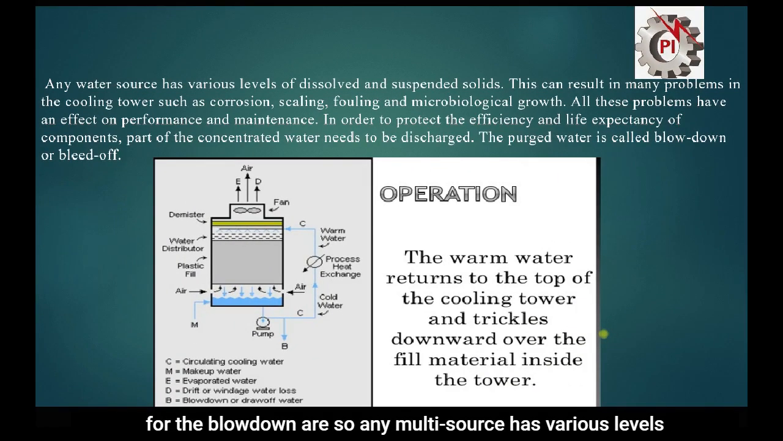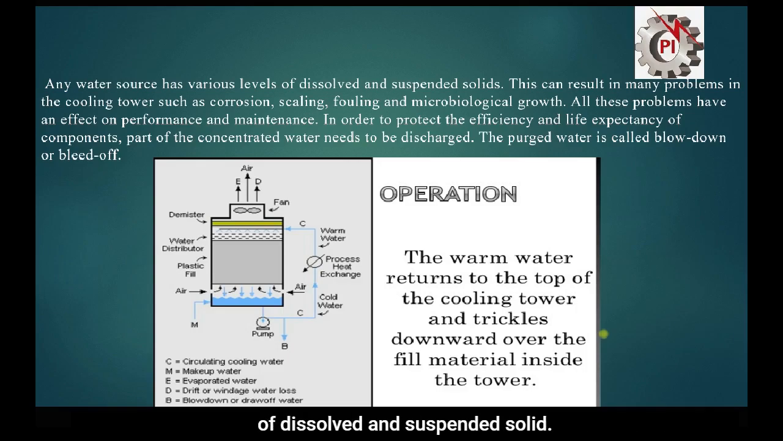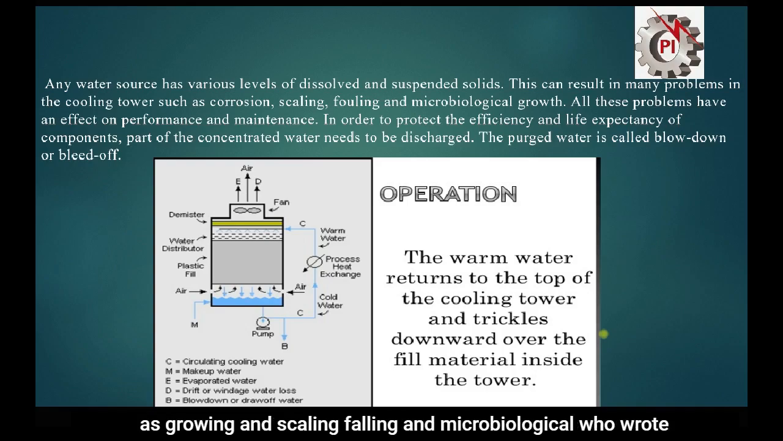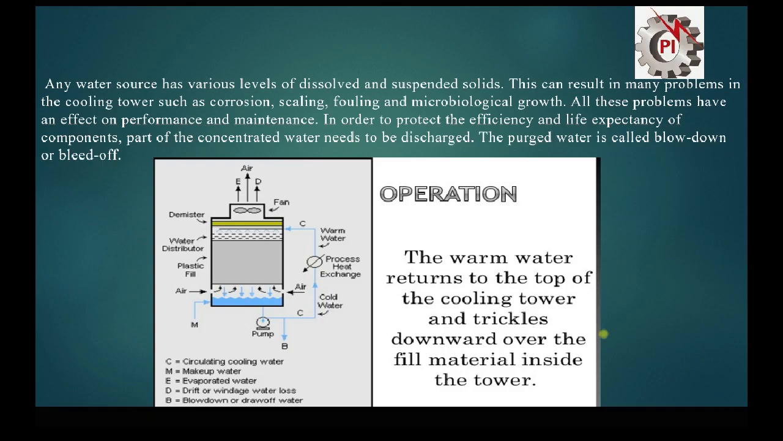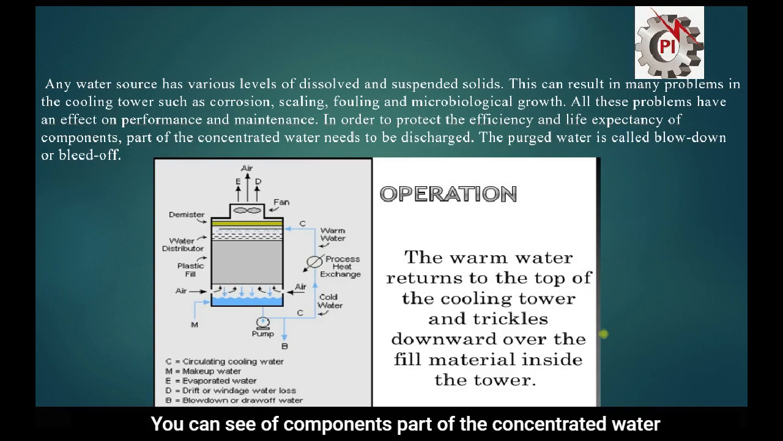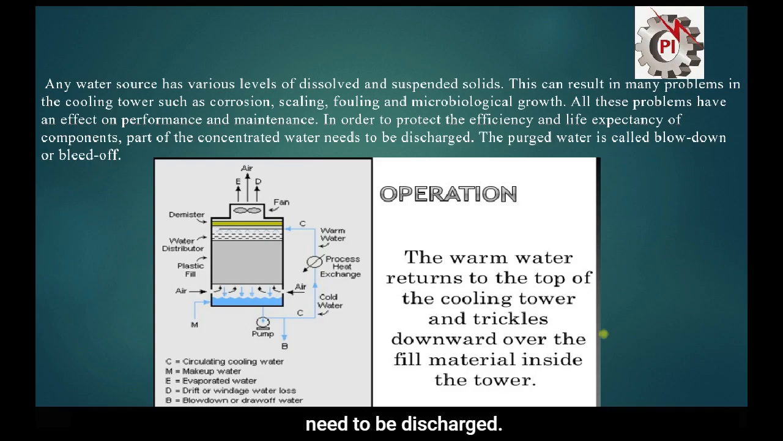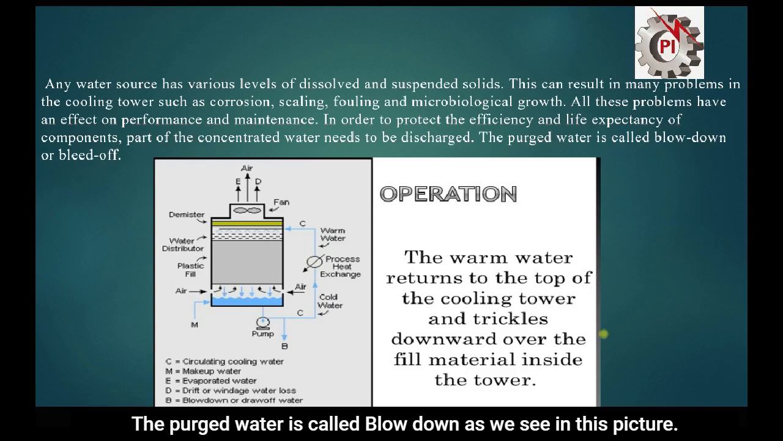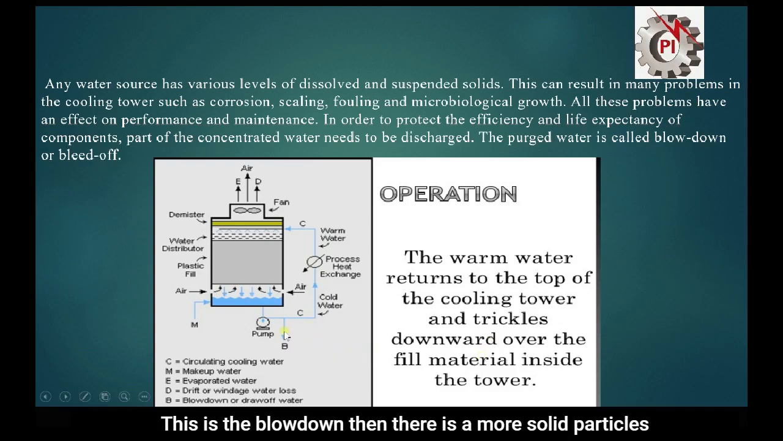Any water source has various levels of dissolved and suspended solids. This can result in many problems in the cooling tower such as corrosion, scaling, fouling and microbiological growth. All these problems have an effect on performance and maintenance. In order to protect the efficiency and life expectancy of components, part of the concentrated water needs to be discharged. The purge water is called blow down. As we see in this picture, this is the blow down.